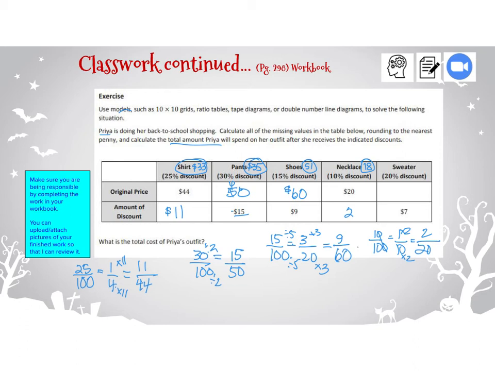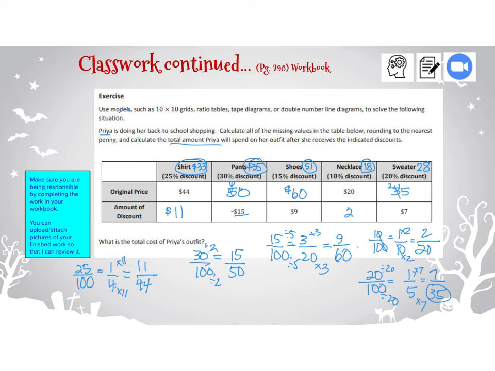Then we got this sweater that's a 20% discount, so 20 over 100. I can reduce that, so divide by 20, I get 1/5. Okay. And then it says the amount of the discount is $7, but I don't know the original. So that's a times 7, that's a times 7, that's 35. So I'm putting 35 up here. So what is 35 minus 7? It looks like we're looking at 28.